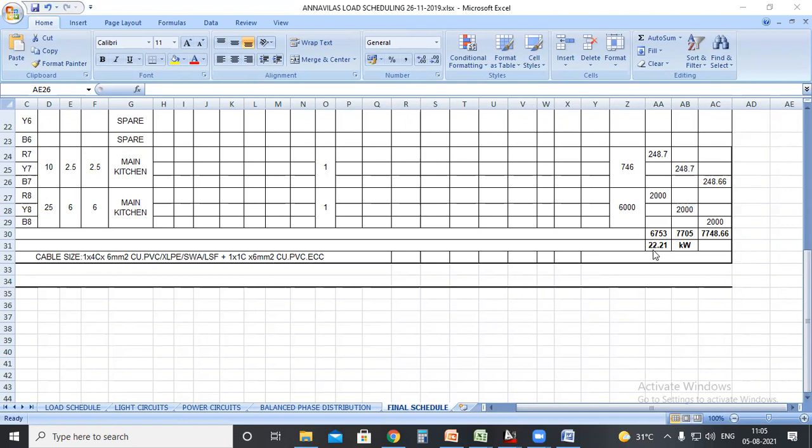RCBO means both functions are coming together: overcurrent protection as well as residual current protection. All these things we will be discussing in the circuit breaker session. Anyway, I just want you to understand how we will be selecting the RCBO or main breaker.